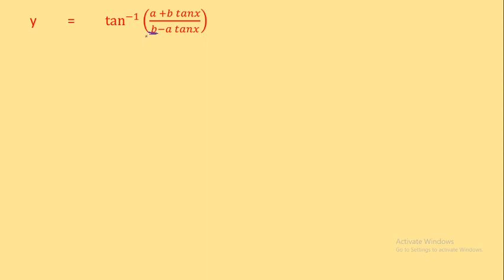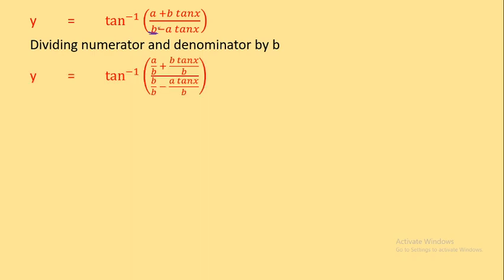Previous lecture पण मी हे सांगितलं. Yes, the step is to divide numerator and denominator by whatever is there here. इथे b आहे म्हणून b ने, काहीतरी वेगळं असतं c असतं तर c ने. So divide by b. Dividing numerator and denominator by b, what will happen? a upon b plus b tan x upon b, b upon b minus a tan x upon b. So this b and b gets cancelled, this b and this b gets cancelled.